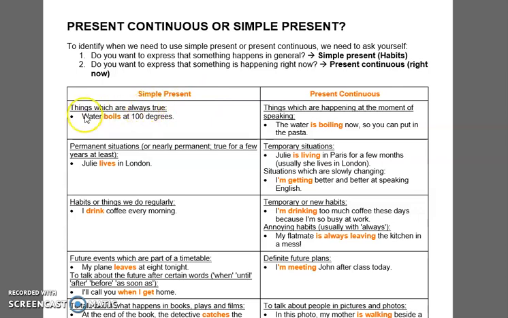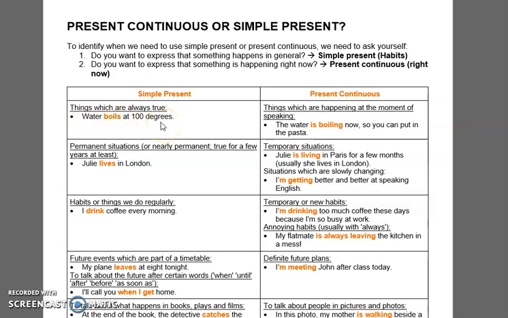Simple present. It says things which are always true. Cosas que siempre son verdad. Facts. Water boils at 100 degrees. Present continuous. Things which are happening at the moment of speaking. Here's the difference. This is something that always happens. No matter what, no matter when, or no matter who. Water will always boil at 100 degrees.